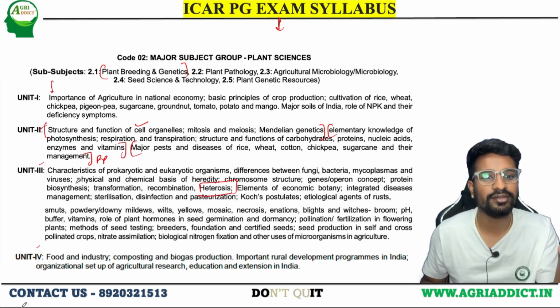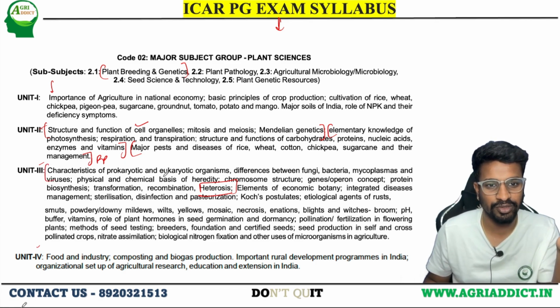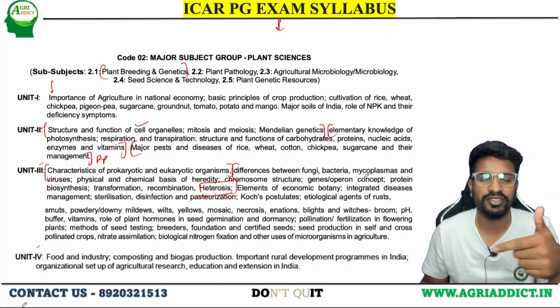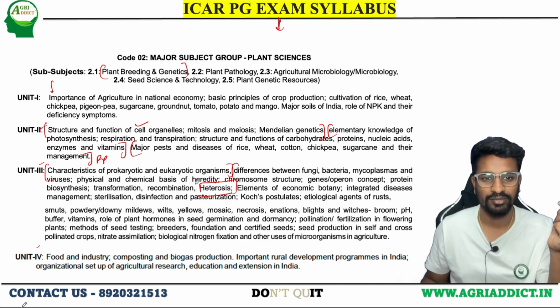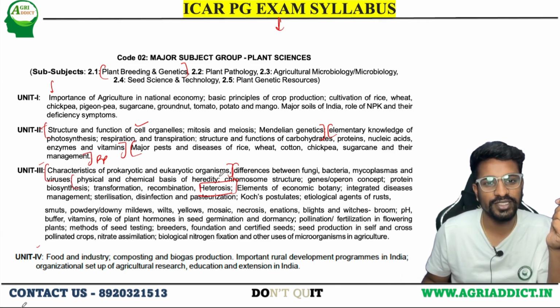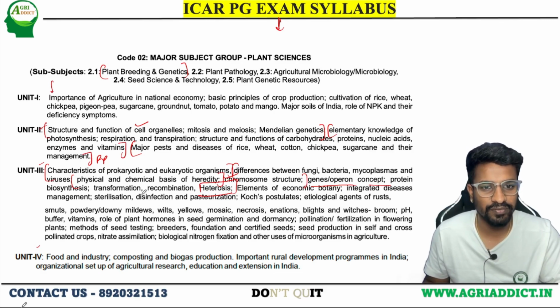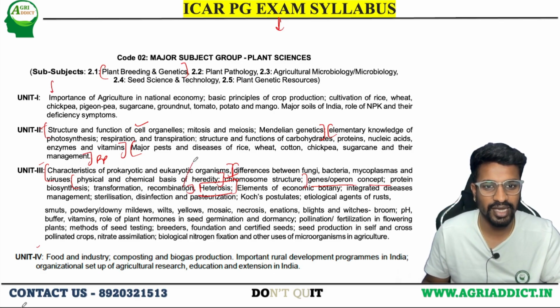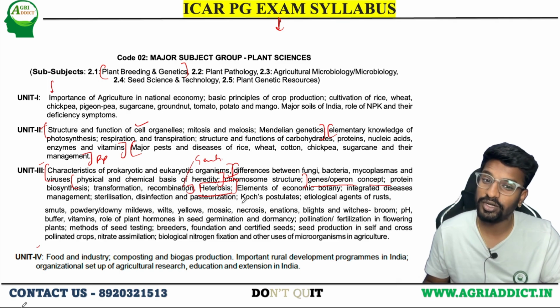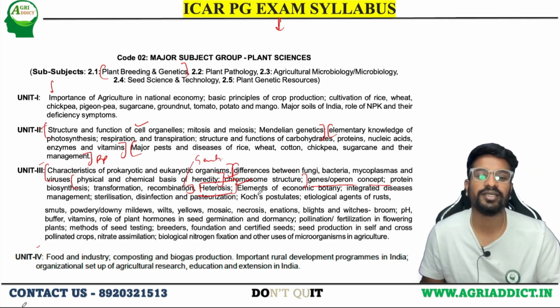And in the third unit you can find again the prokaryotes and eukaryotes, the difference between the fungi, bacteria and mycoplasma, which can come in plant pathology or microbiology, or like you have physical and chemical basis of heredity, chromosome structure, genes, enzymes, like gene operon concepts. These things all till recombination, this is again genetics. But there is only one topic which is mentioned about plant breeding, it is about heterosis.